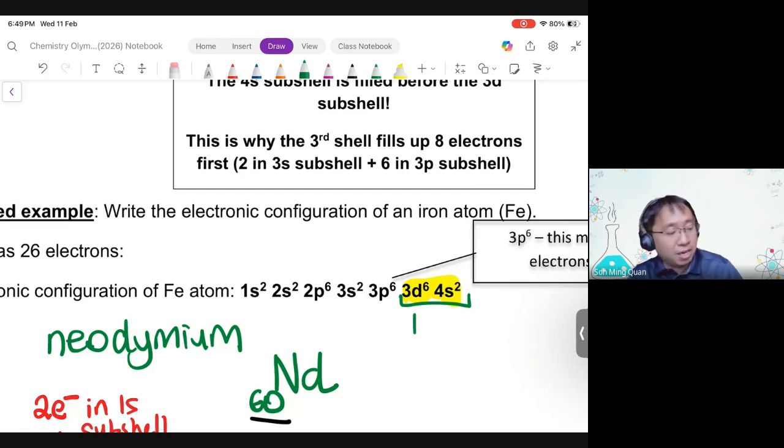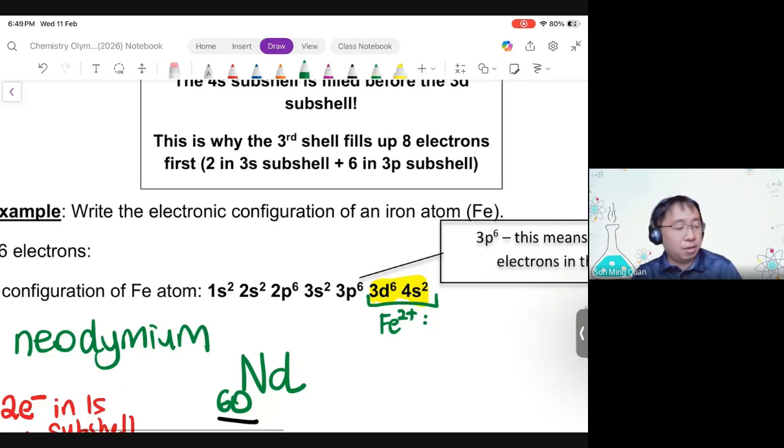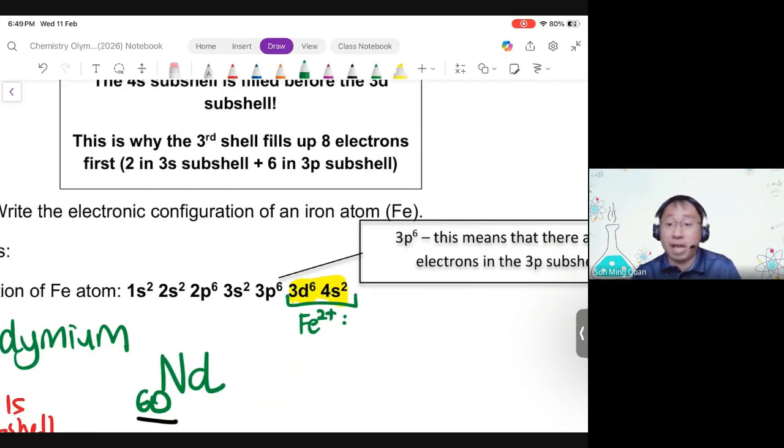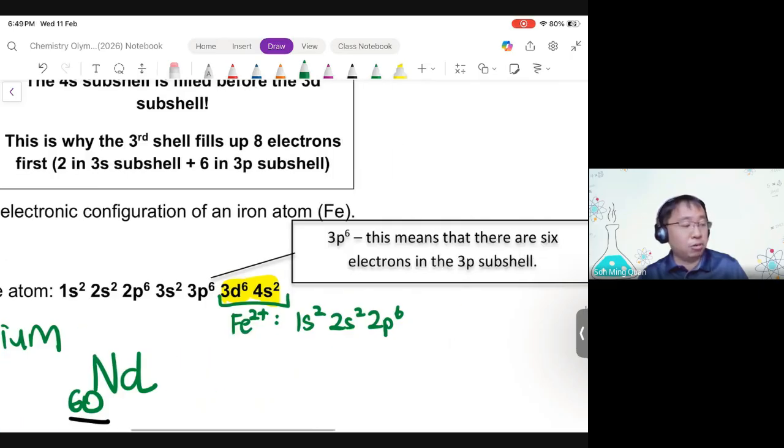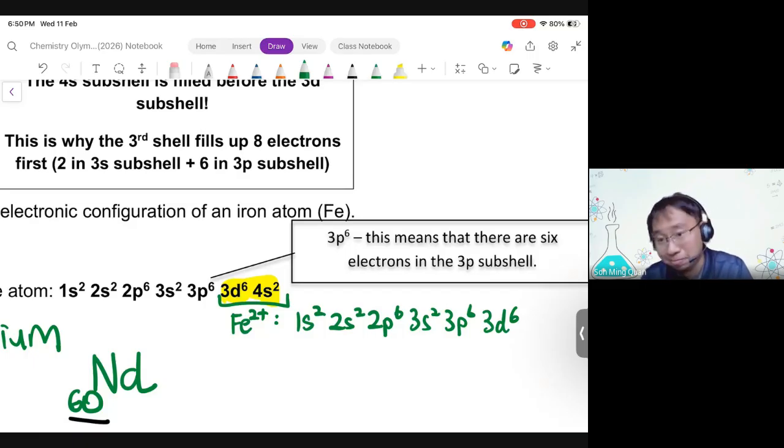So, iron sometimes loses just 2 electrons. When iron loses 2 electrons, it forms Fe2+, which is coincidentally green in color. So, what is Fe2+? Fe2+ is 1s2, 2s2, 2p6, 3s2, 3p6, 3d6. The 2 electrons that it lost came from 4s. So even though 3d is filled last, the 4s electron is actually lost.